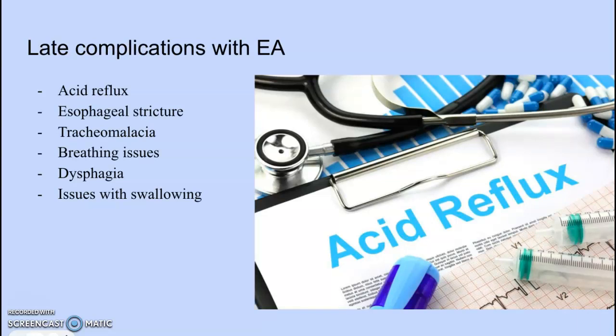Some complications that will occur with EA are acid reflux, esophageal stricture, tracheomalacia, breathing issues, dysphagia, and issues with swallowing. These will affect the child or adult every single day and they may or may not all occur. It could just be one, or it could be some of them. So a child can have acid reflux and breathing issues or issues with swallowing, but some of these can be corrected with surgery or with medication or observation from a doctor.